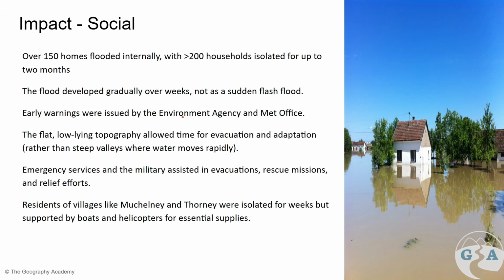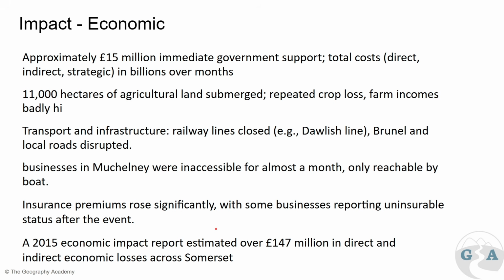So one thing to note is the Environment Agency and the Met Office are the ones that supply the information to the people. Having a good idea about the homes that were destroyed and the people that had to be evacuated and how they did that, like the isolated villages, for example, supported by boats and helicopters with supplies. So that's quite a unique one to this one here. They cost about 15 million.